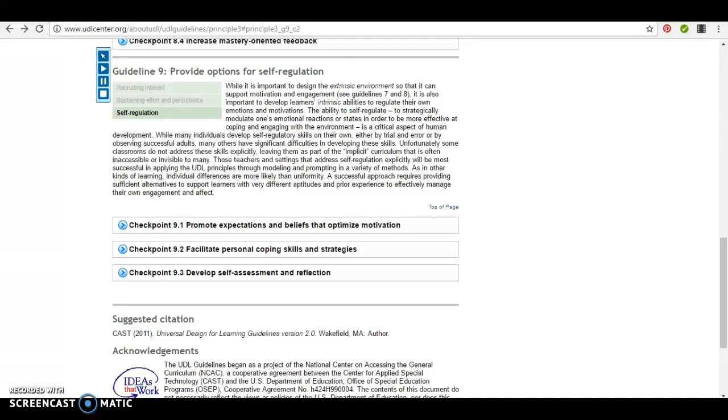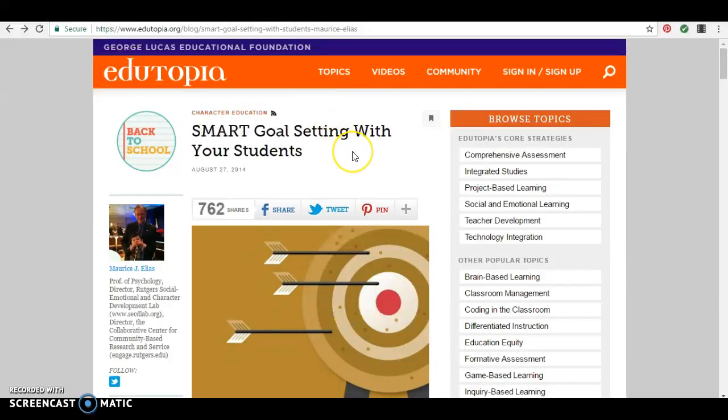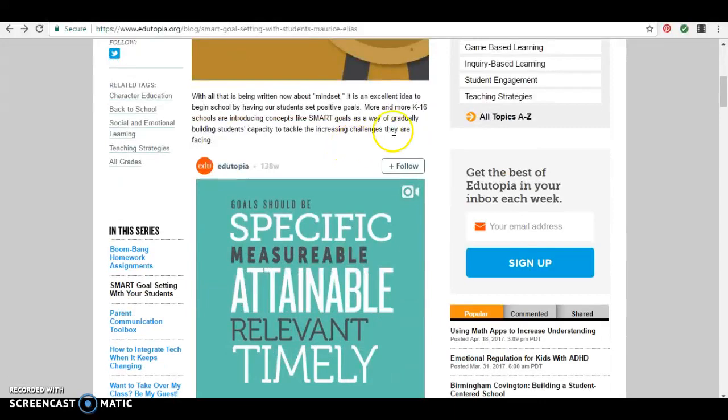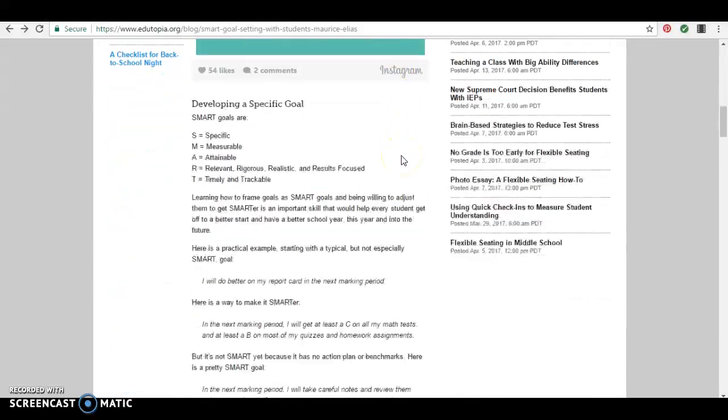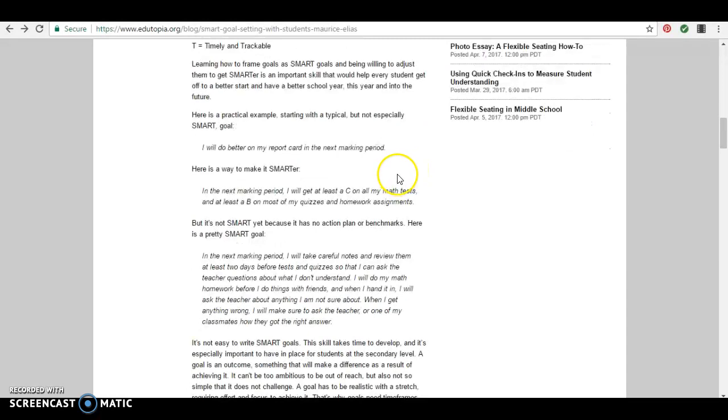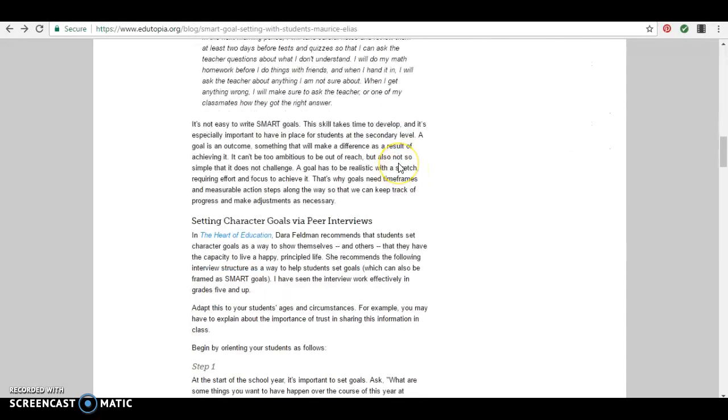The first checkpoint, 9.1, is Promote Expectations and Beliefs that Optimize Motivation. I looked at Edutopia and SMART goal setting with students. Here is where I first looked at it, and it talks about what SMART goals are and what they look like and what they don't look like, so that teachers get an idea of how their students' goals should look. It also talks about setting character goals, which helps with student motivation for behavior issues.